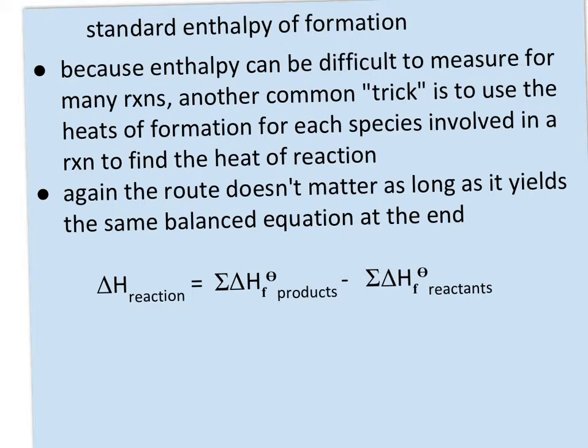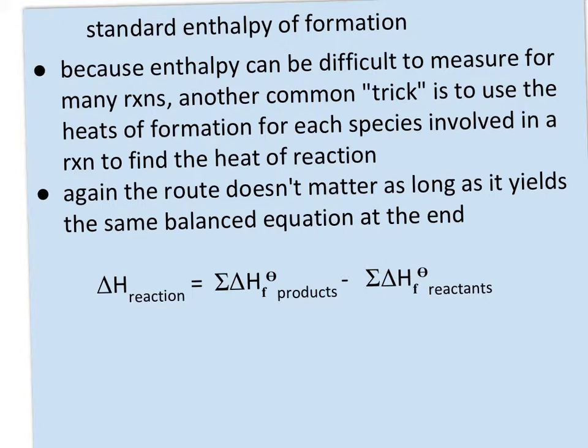So another trick is we can use the heats of formation for each species. Species is just a word for saying element or compound, for each reactant and product, all of them involved in a reaction. So we can use the heats of formation for each species and find the heat of reaction. Because again, the route doesn't matter as long as it yields the same balanced equation at the end.